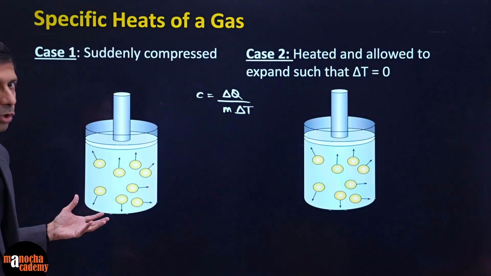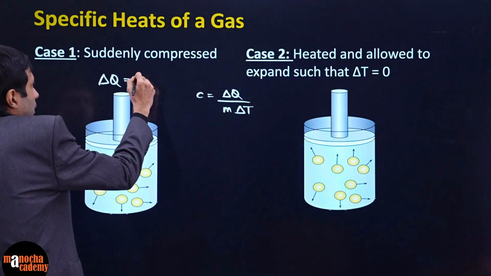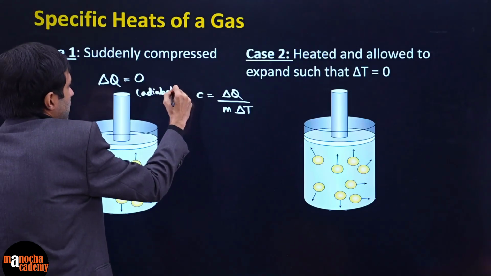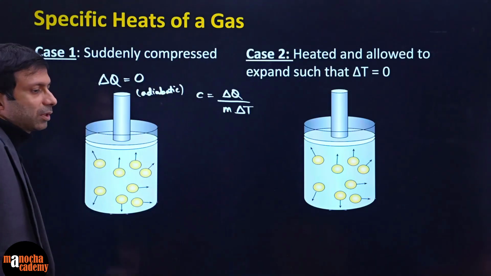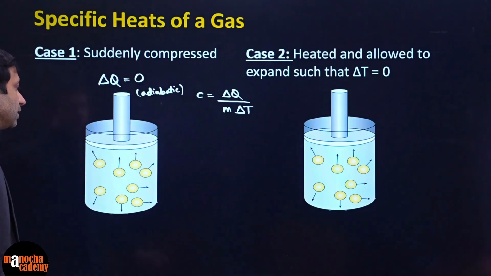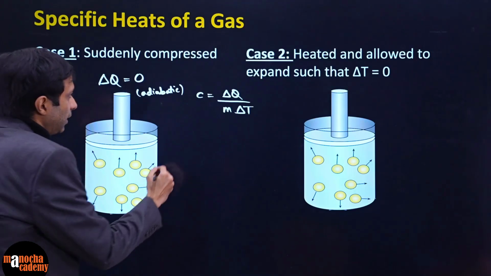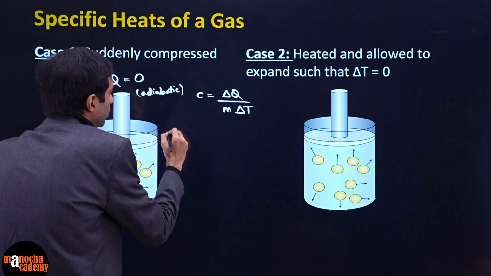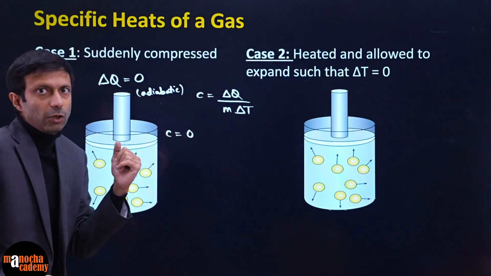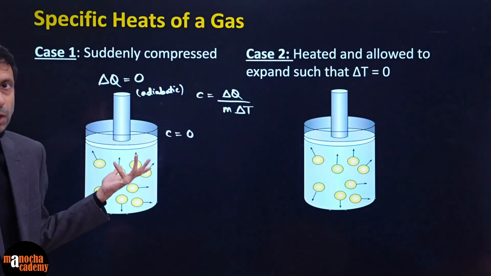Now, in the case when you're suddenly compressing it, basically here you're not supplying any heat. So we can say delta Q is 0. Delta Q 0 means adiabatic, right? You just did it suddenly, so there's no heat transfer over here. So this is clearly an adiabatic change. Delta Q is 0, so in this case, what is the C value? C basically becomes 0 because the numerator is 0. So the specific heat of the gas when suddenly compressed is 0.